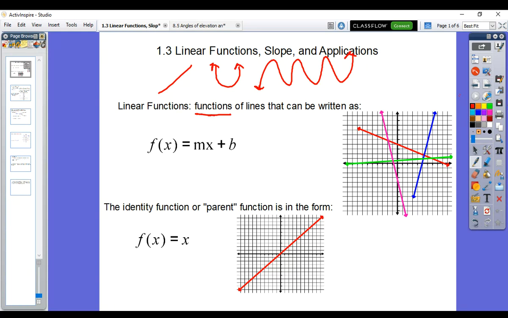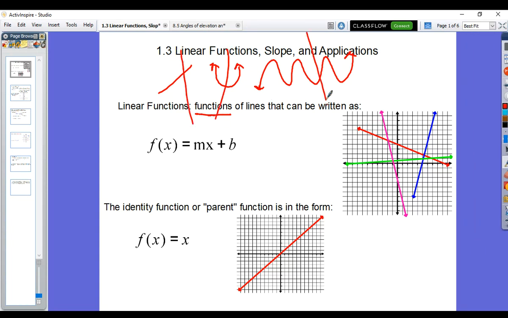Now we know these are all functions because of the vertical line test. We do a vertical line here, it touches once. Vertical line touches once, vertical line touches once. So those are the worst vertical lines ever, but that's okay. Let's move on with that.